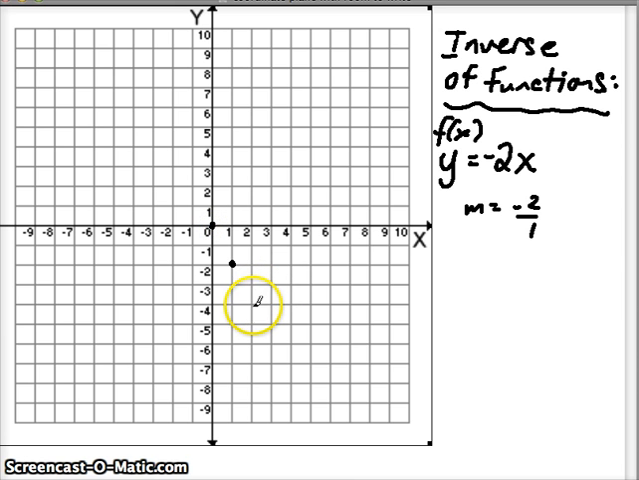And we'll just graph a bunch of points here. Let's go the other direction, up 2 and over 1. Alright, so there we got a nice linear equation, a nice line, has a negative slope. I'm going to show you what an inverse looks like.